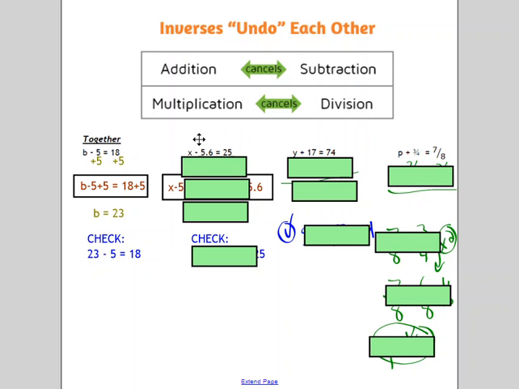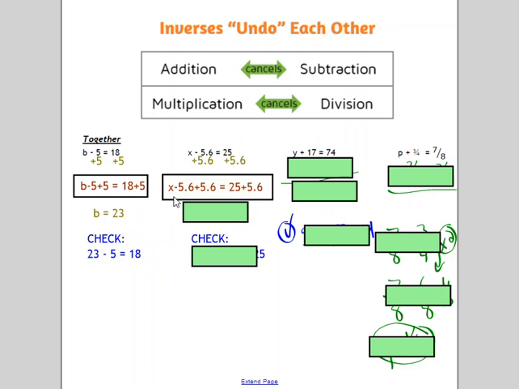So again, ask yourself, how do we get the variable by itself? Well, right now, we're subtracting 5.6 from the variable. And you want to do the opposite of that. So you want to add 5.6 to both sides.